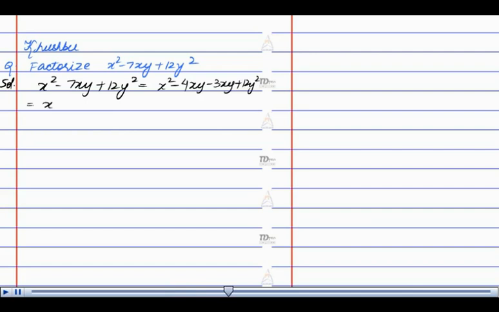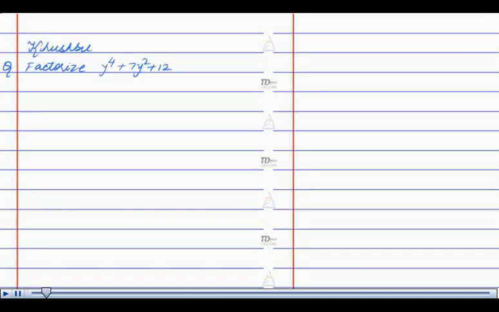Taking out x common from the first two terms, we are left with x minus 4y, and taking out minus 3y common from the last two terms, we are again left with x minus 4y. So taking out x minus 4y common, we are left with x minus 3y, which is the final result. This is the required solution.